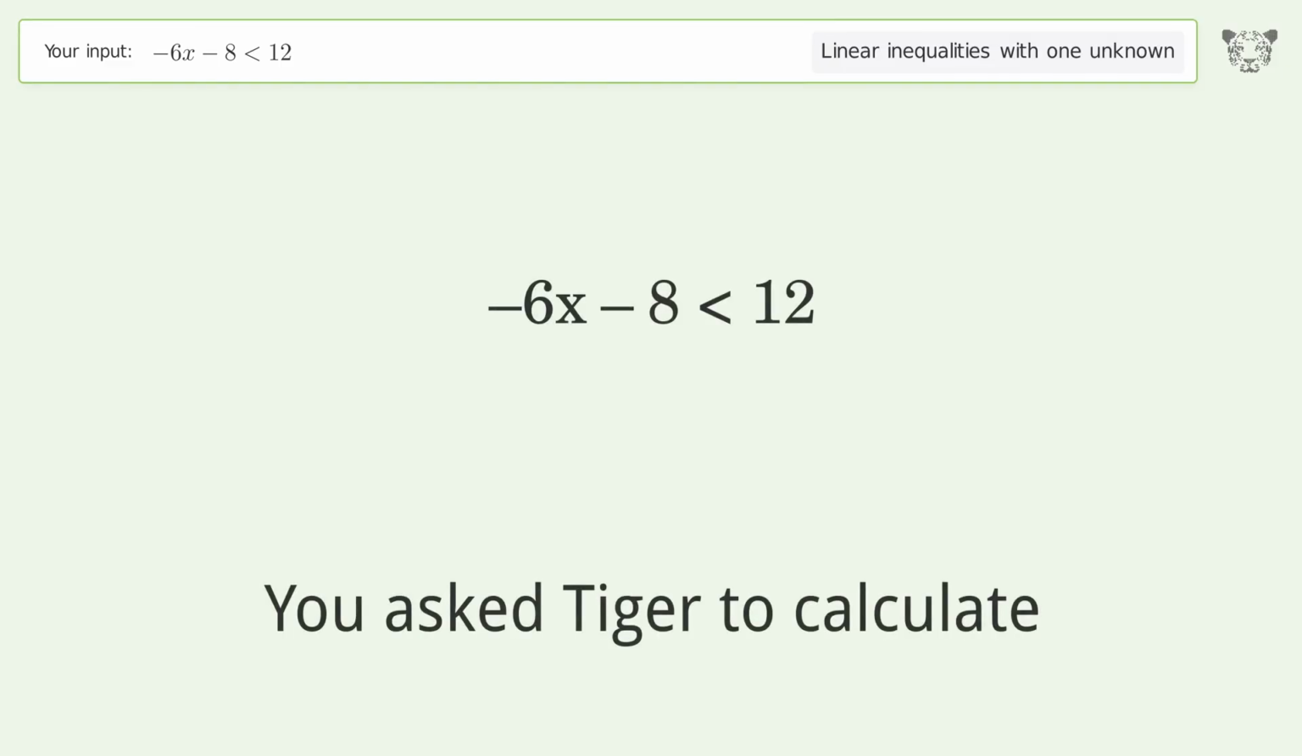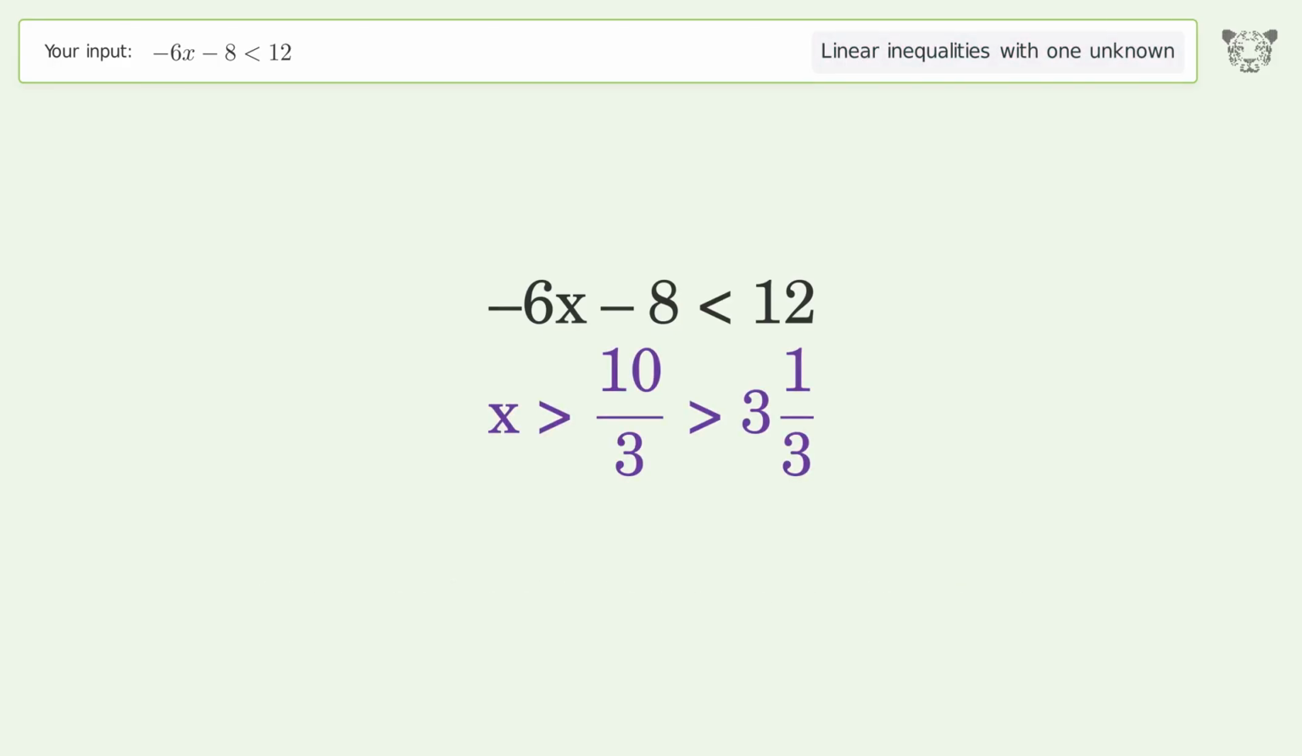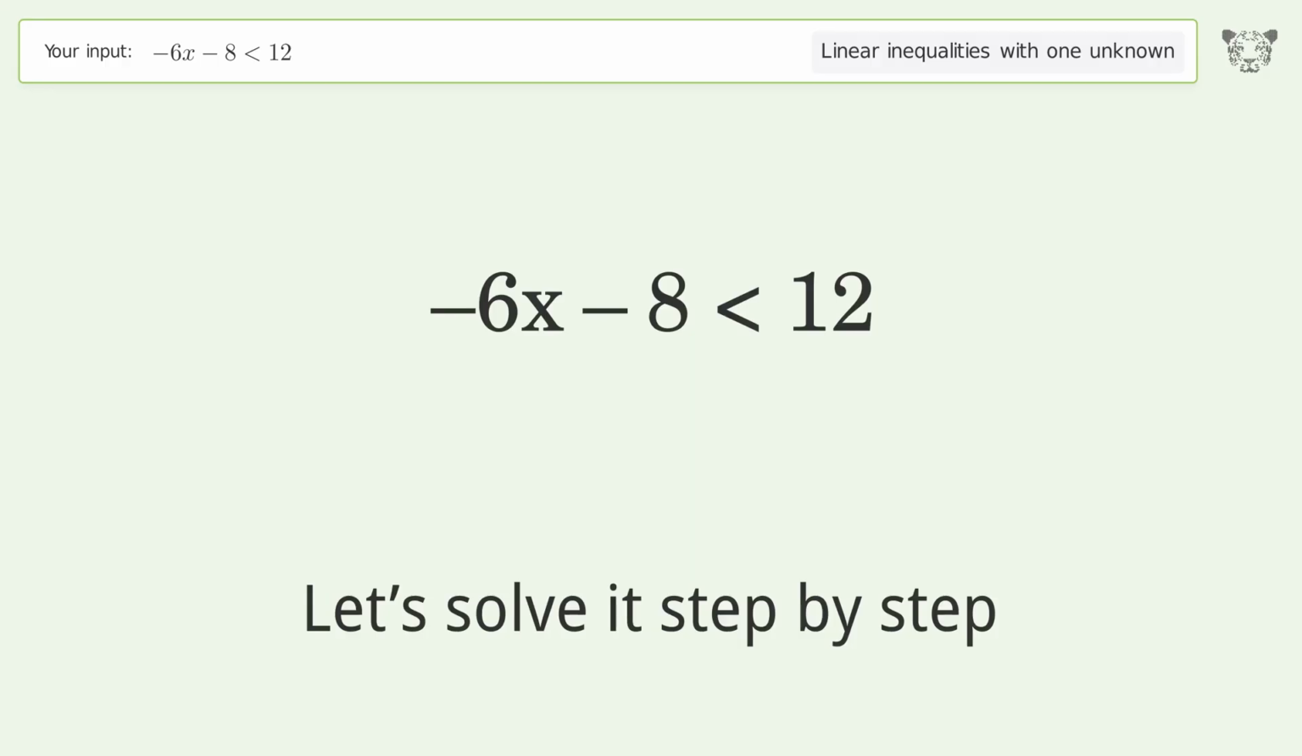You ask Tiger to calculate. This deals with linear inequalities with one unknown. The final result is x greater than negative 10 over 3 greater than negative 31 over 3. Let's solve it step by step.